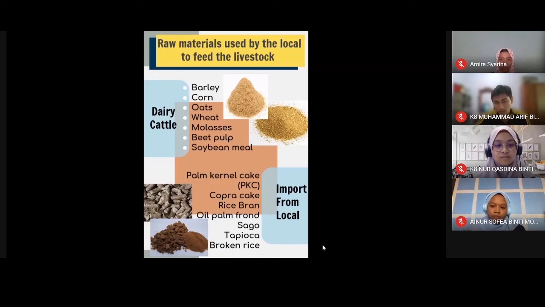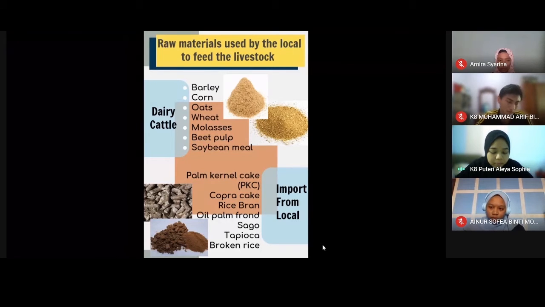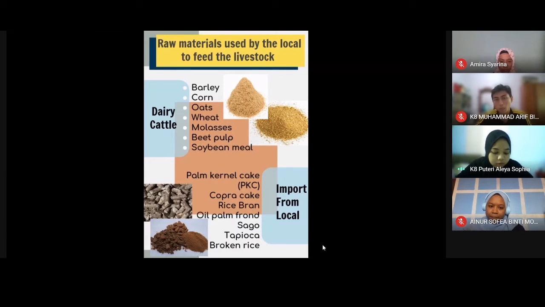Okay, next we will proceed to the raw material import from local, where the remainder depends primarily on locally available feedstock, with only some supplementation provided by importing ingredients. The major local materials used are crop residues and other agro-industrial byproducts such as palm kernel cake, which is PKC, copra cake, rice bran, palm oil, sago, tapioca, and broken rice.